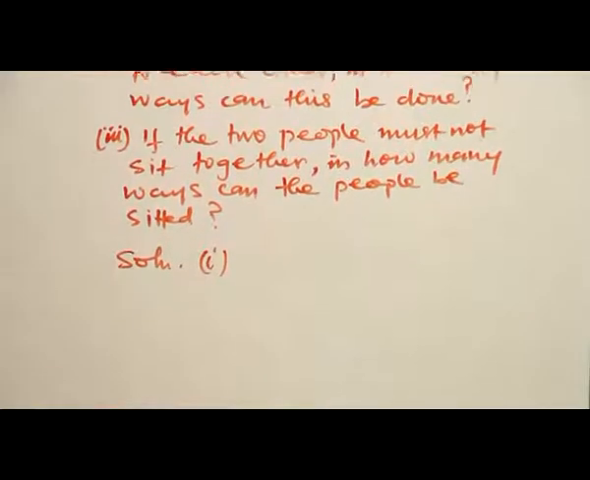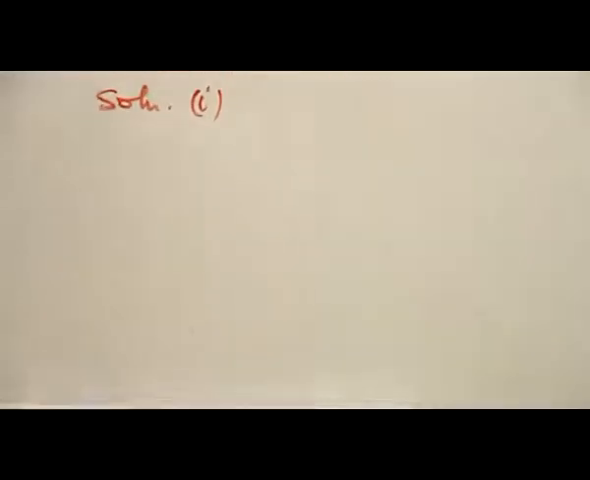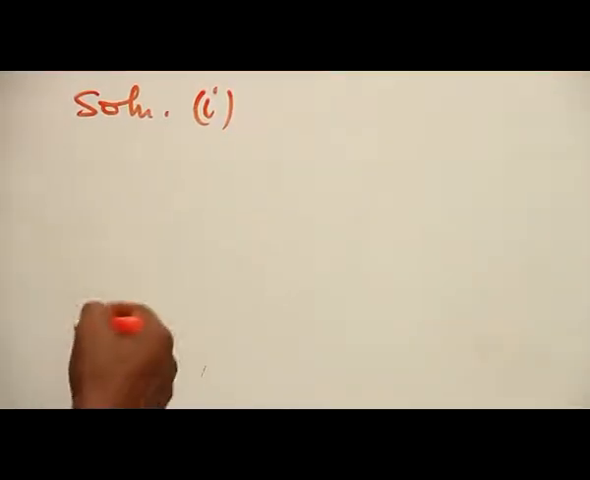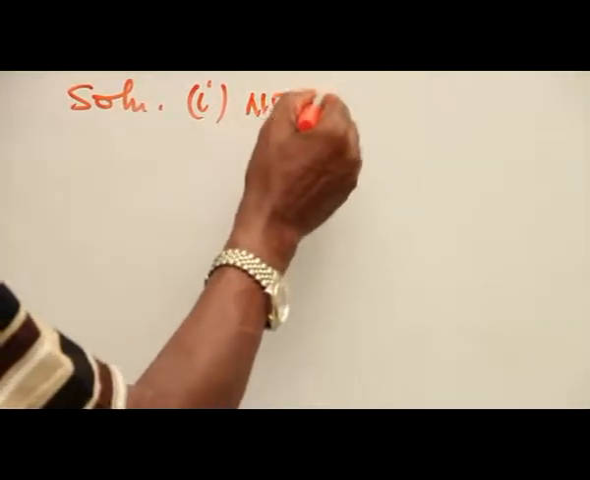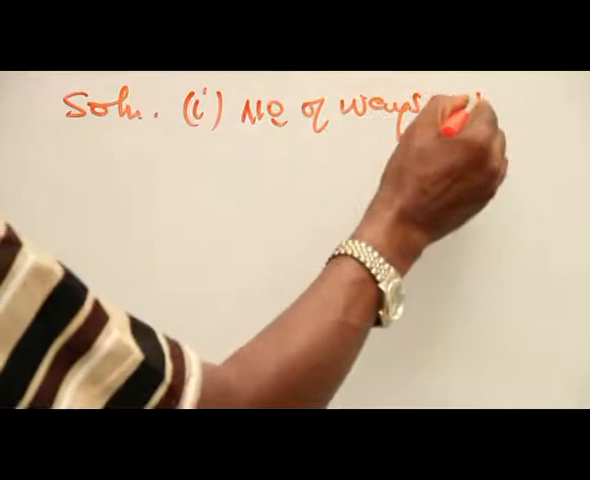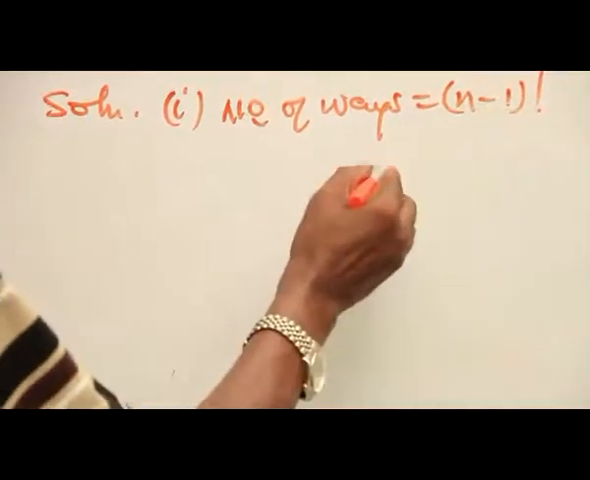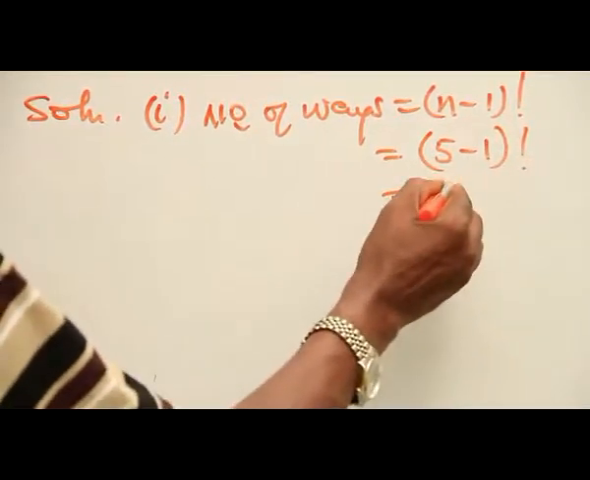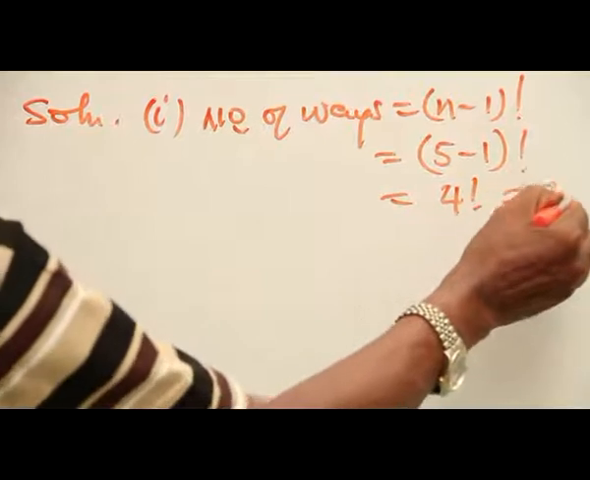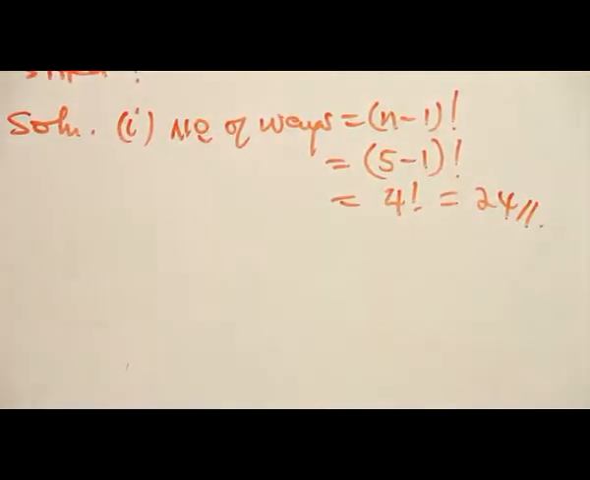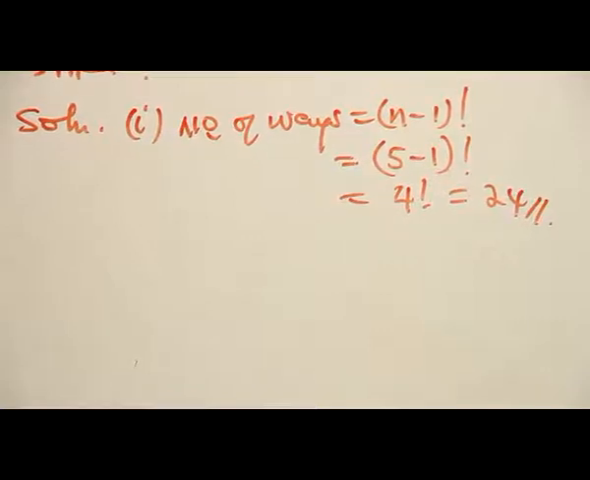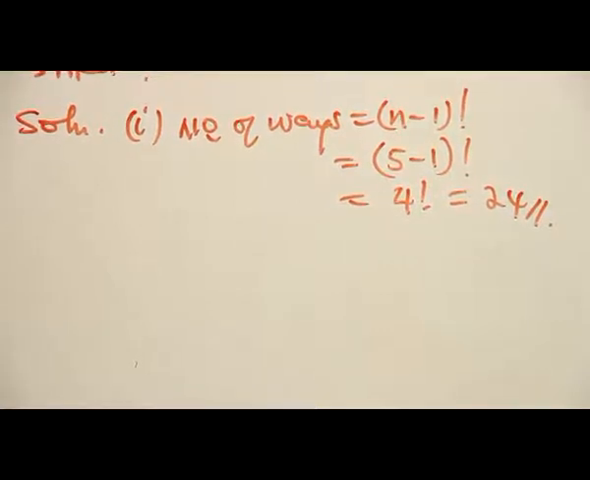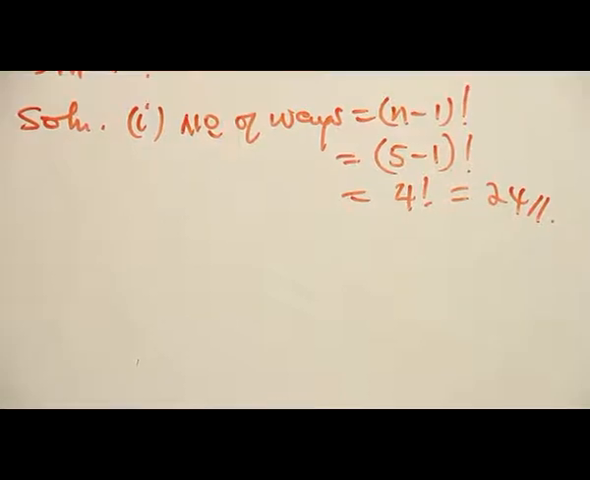1. Here is a situation where we have 5 people sitting at a round table. And of course, one position will be fixed. So the number of ways of doing this will be (n minus 1) factorial. And of course, our n is 5, so 5 minus 1 factorial, and that is equal to 4 factorial. 4 factorial is equal to 24. So the number of ways of arranging or sitting 5 people at a round table will be equal to 24 ways.